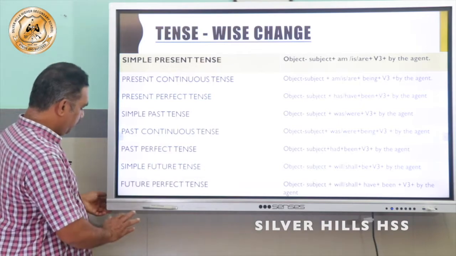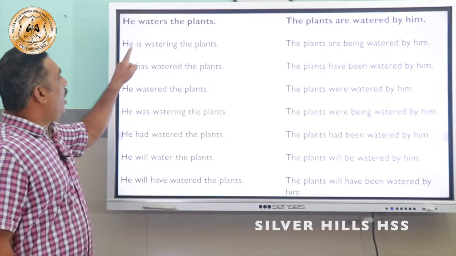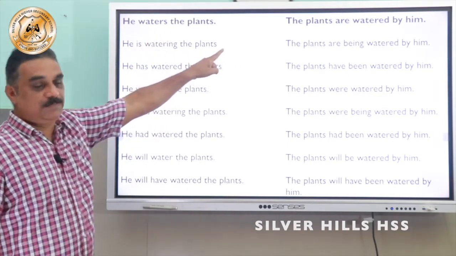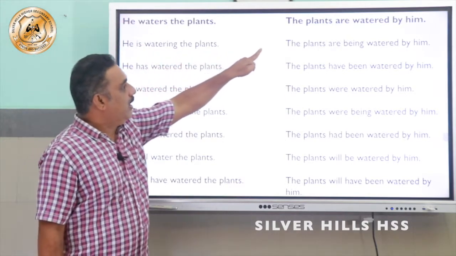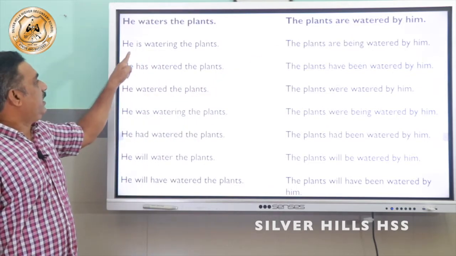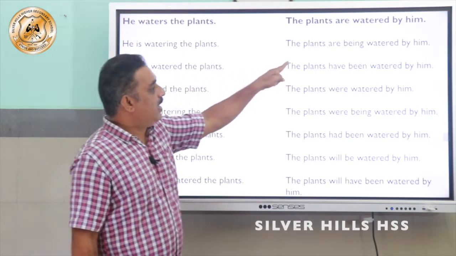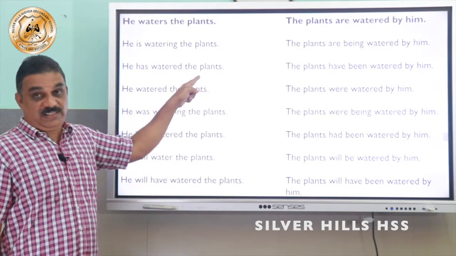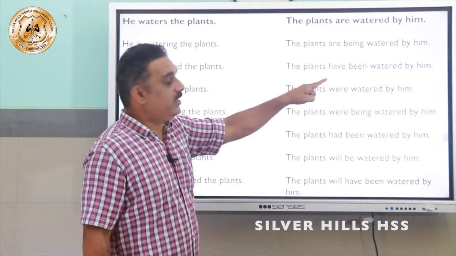Now, next, let us take a few examples. He waters the plants. Active, simple present tense. Now, see the answer: the plants are watered by him. Here, he is watering the plants. Present continuous, active form. The plants are being watered by him. Now, he has watered the plants. Present perfect, active form. The plants have been watered by him.